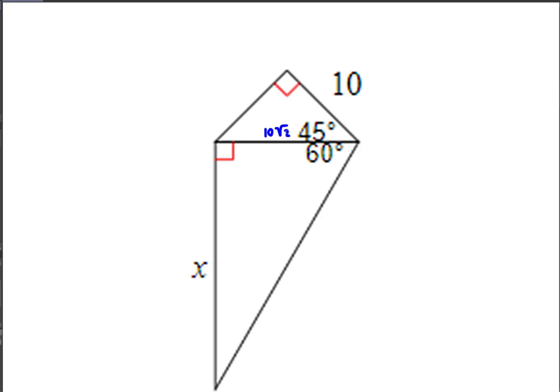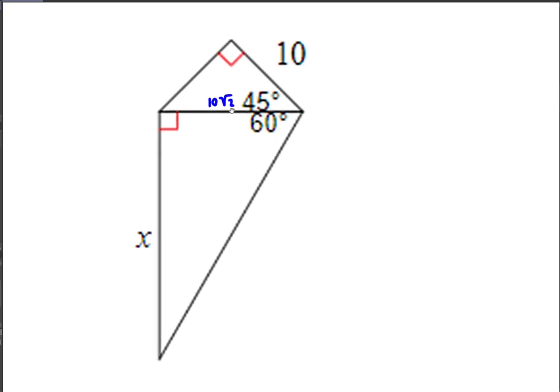All right? Now, that 10 square roots of 2, though, is just the beginning. That's this line right here, right? But I don't want this line right here. I want this X line here. So now I have to think back to my relationships for a 30, 60, 90 triangle, right? And the relationship on the 30, 60, 90 triangle is that this one here is whatever this value is times the square root of 3.